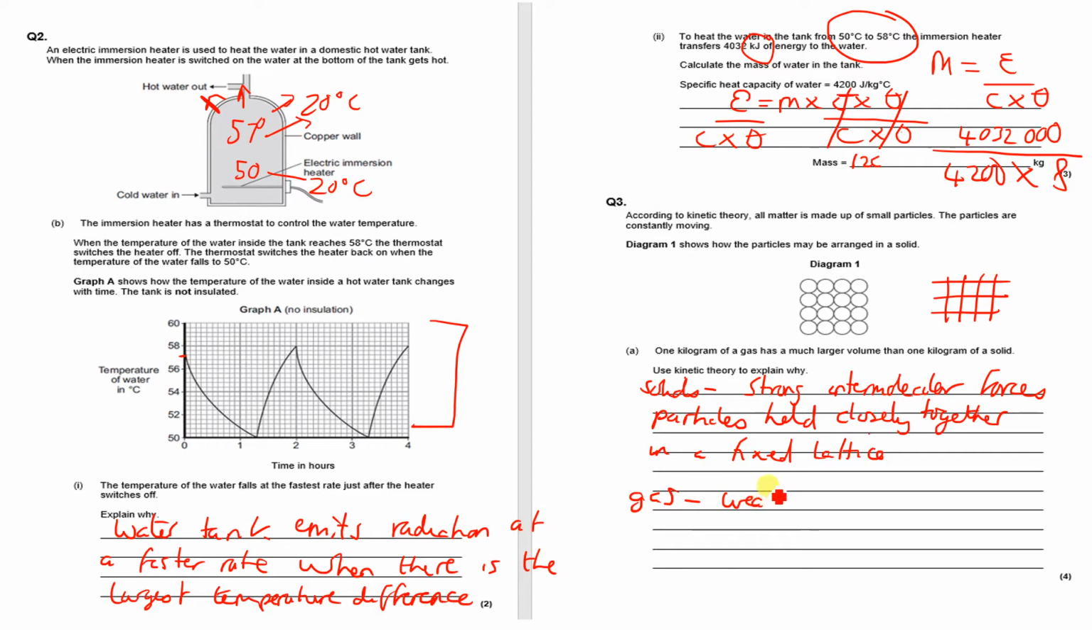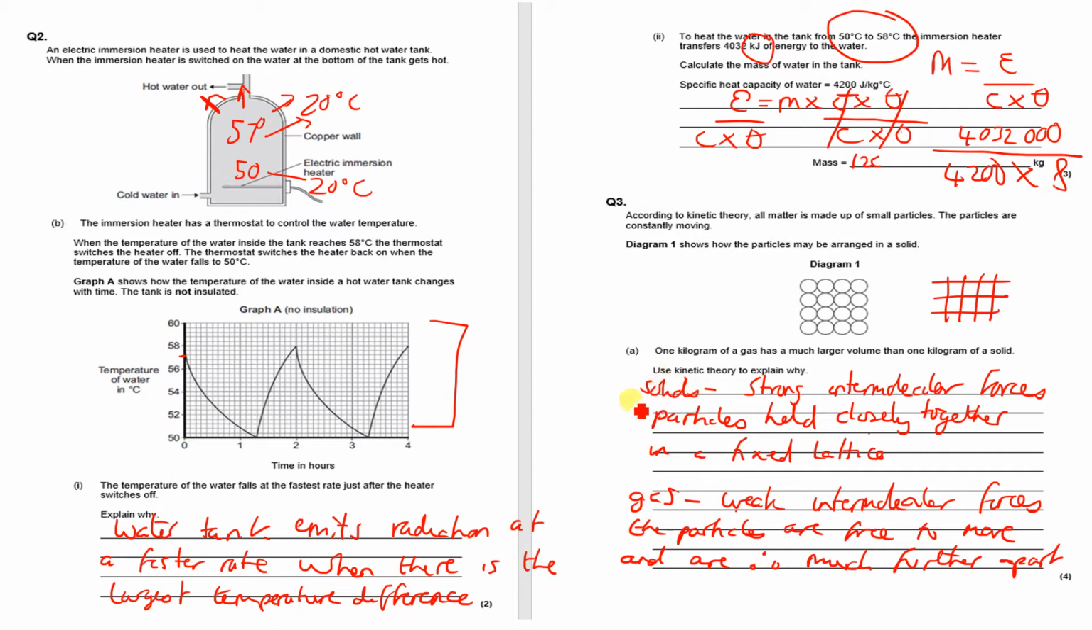there are weak intermolecular forces, or weak forces between the particles, however you want to call it. And because there are these weak intermolecular forces, the particles are free to move and are therefore much further apart. Okay, now this is because of their high energy collisions.